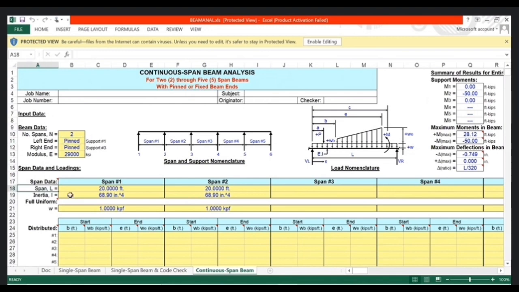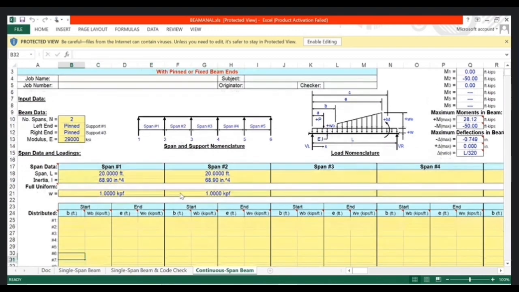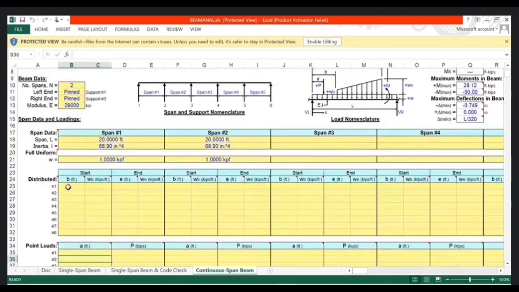And we can put the span. In a continuous beam there are different kinds of spans. Like if our supports are 3, then our spans are 2: span 1 and span 2. So in this one we can put our span values. The second one is the distributed load. This distributed load is UDL as well as UVL.